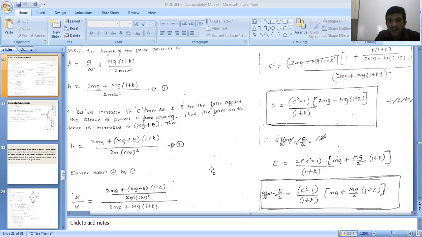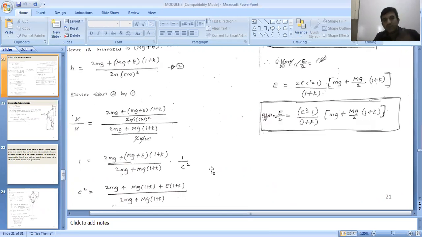Now once we calculate effort, what is the next thing we require? First we determine height of the governor, next speed of the governor, next effort of the governor. After effort, what is the next one? See the basic concepts. In the basic concepts, first one is controlling force, second one is sensitiveness, third one is stability, unstable, sorry, isochronism.